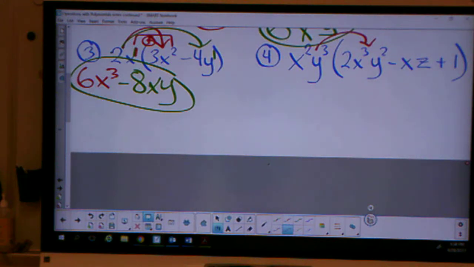They are not like terms, because that says x cubed, and there's no y over here, but there's a y right here. Good question, though.